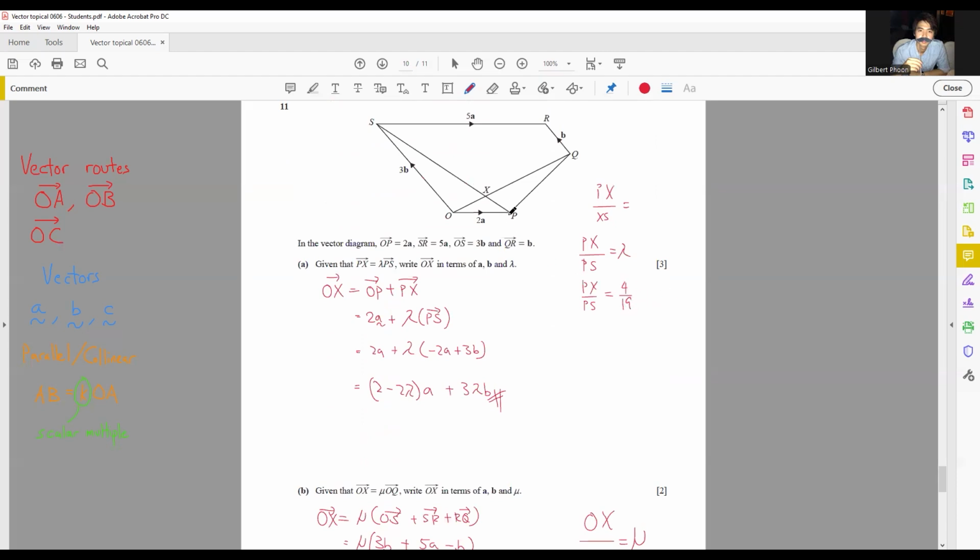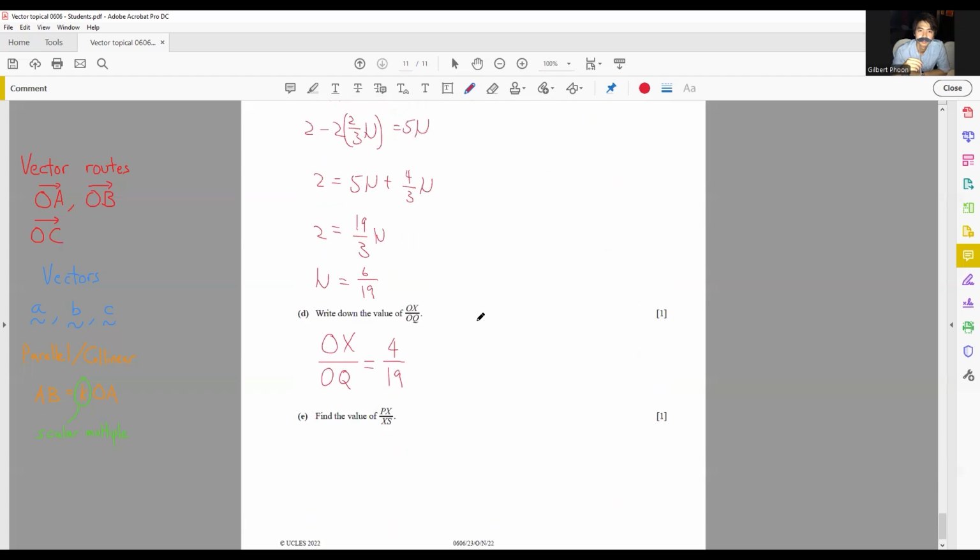Okay? PX over PS is 4 over 19. If this is 4 parts, this would have been 15 parts, right? Because the whole thing is 19, right? So PX over XS is 4 over 15. And that we are done.